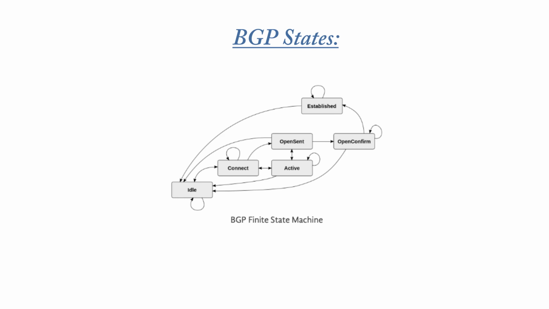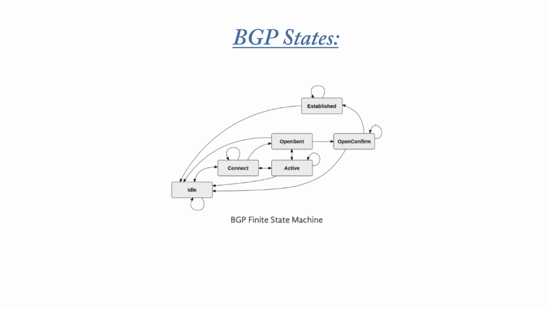There is a control chart which I'll share with you guys. Please go through it, but let me just give you brief details about those different states. Whenever there are two devices which are configured with BGP, what happens is it goes into the idle state.